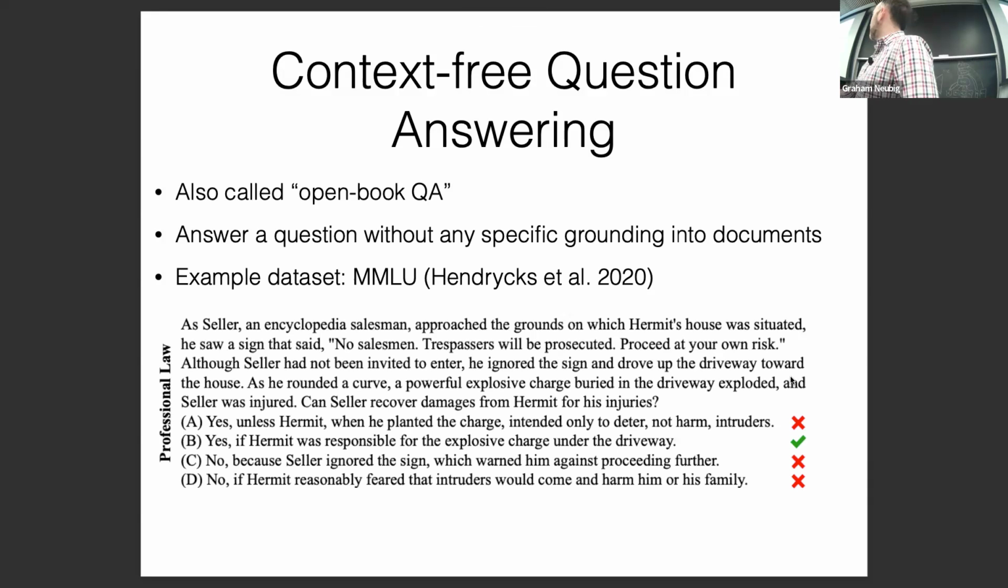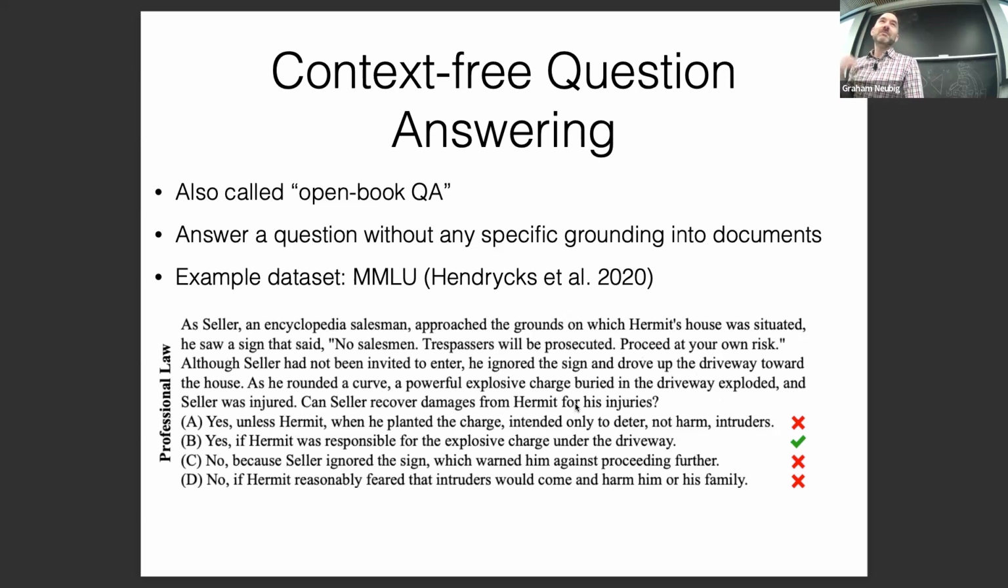This is a massively multitask language understanding data set, and it has questions in a number of relatively difficult areas like professional law. So this is asking: what happens when a salesman ignores a "trespassers will be prosecuted" sign and enters a hermit's house? He drives up the driveway and an explosive charge explodes. The seller was injured. Can the seller recover damages from the hermit?